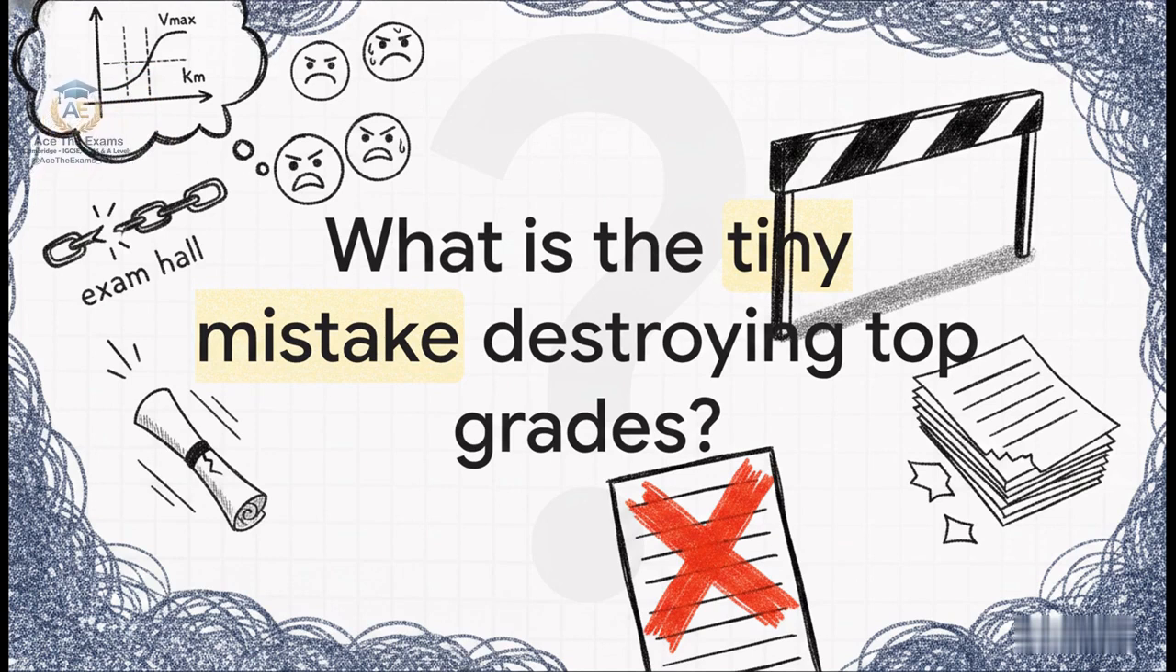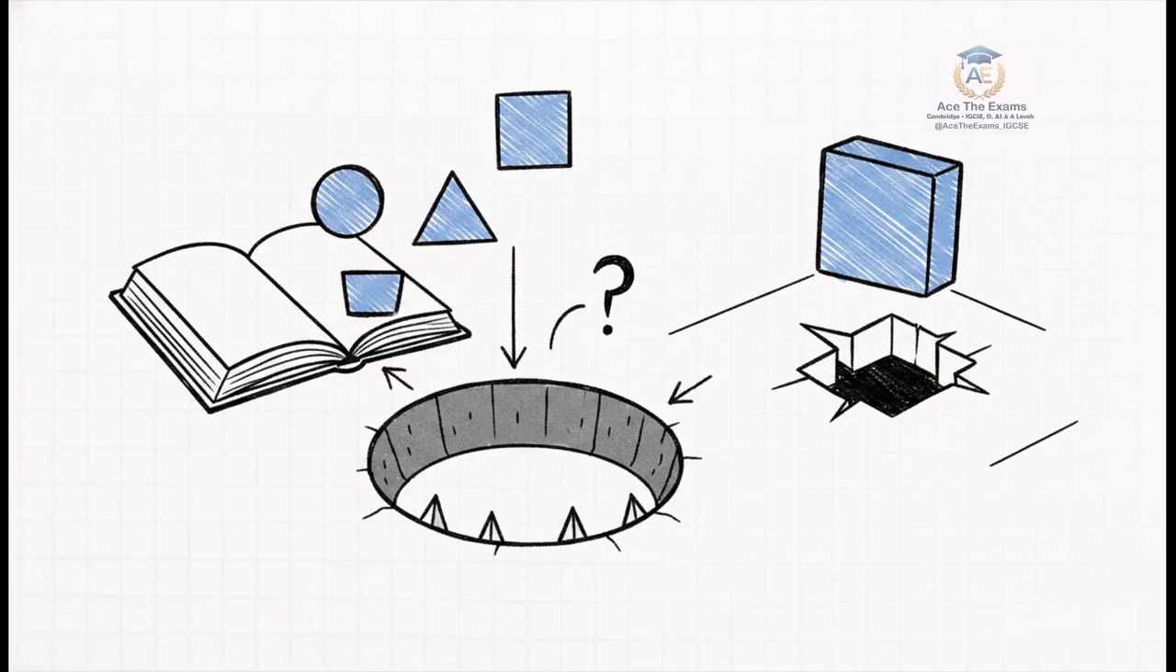Just imagine walking out of the exam hall feeling like you absolutely nailed the enzyme kinetics section, only to get your results and realize you dropped a whole grade bracket. No way, right? Why does that happen? What is this invisible hurdle? Well, it's the classic trap, using the wrong terminology for the wrong context.